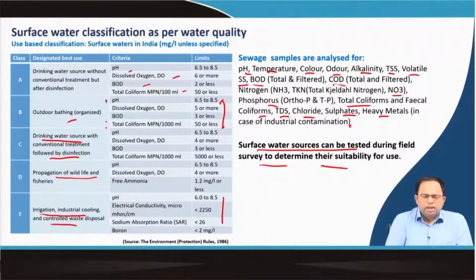Because we are using it for industrial cooling, maybe electrical conductivity could also be checked, and the value should be less than 2250 micro ohms per centimeter. Sodium absorption rate is also checked, boron values are checked, and so on. So, these are the different checks that we can do in the field, and similar to water quality tests, we can also test the sewage quality and determine if this particular water body is suitable for a certain purpose or not.